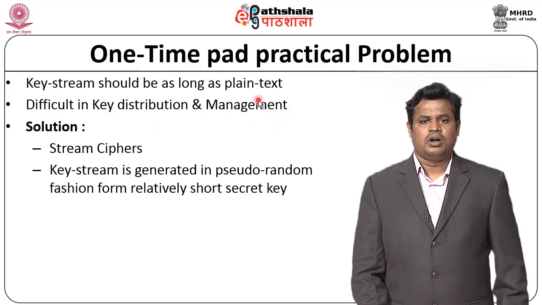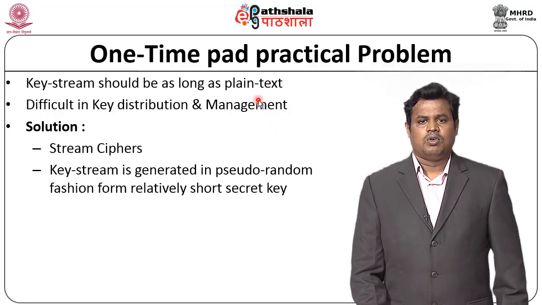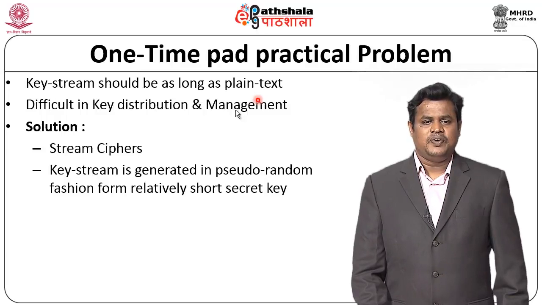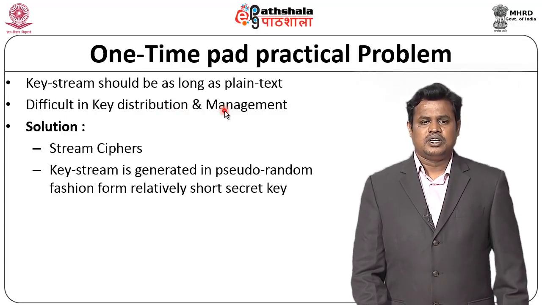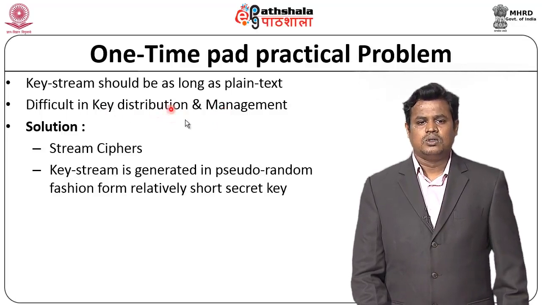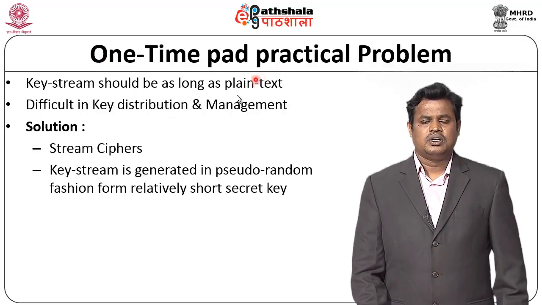Your message may go even beyond megabytes, then it is impossible to choose a key, and there is difficulty in key distribution and management. That means when I want to share the key with the receiver, it is very difficult to get it to the particular user. So, what is the solution here? How do we overcome the problem faced by the Vernam cipher? The solution is stream cipher.